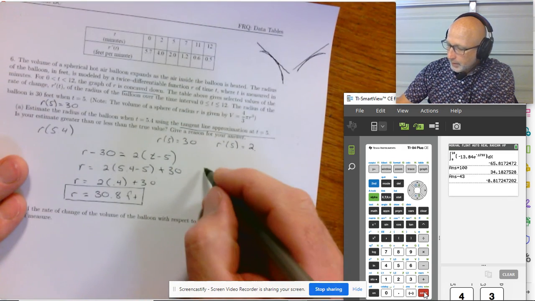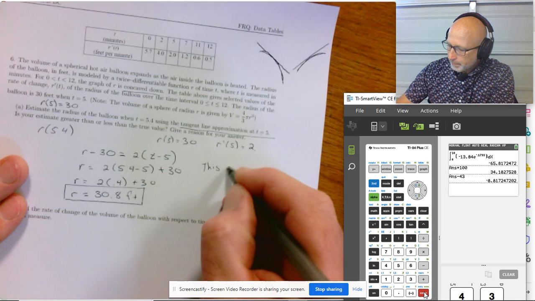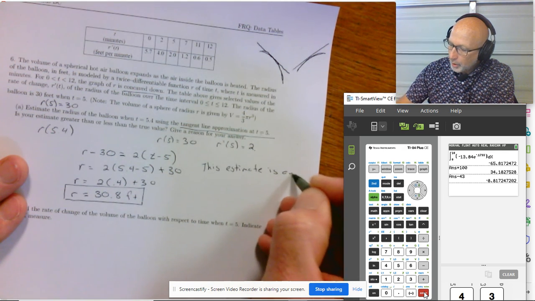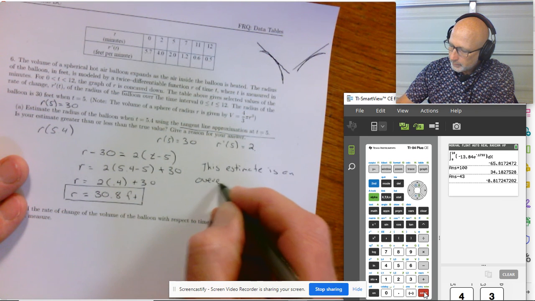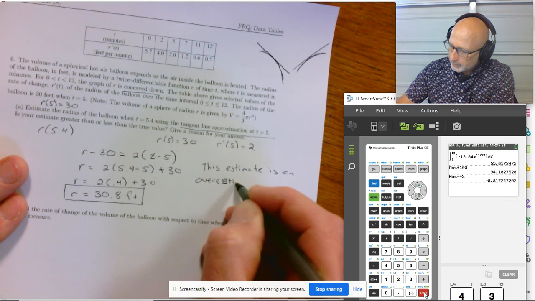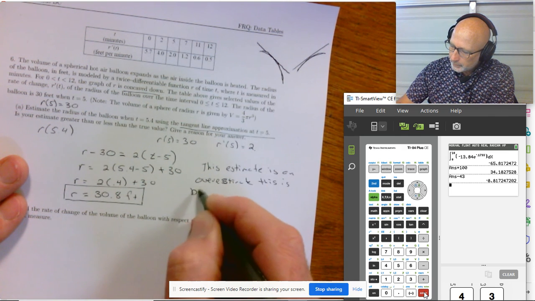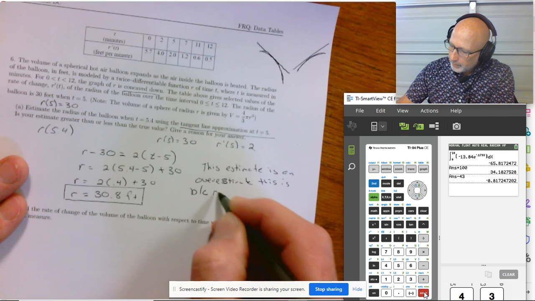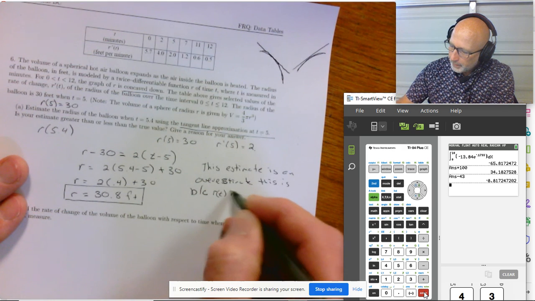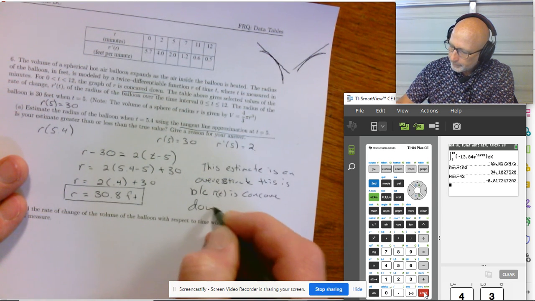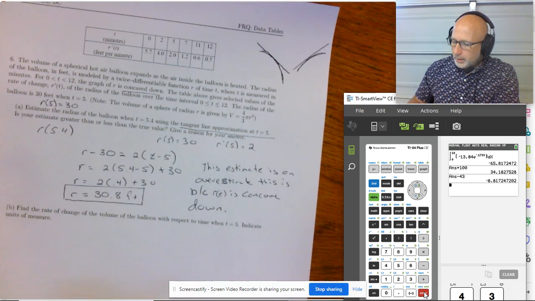So this estimate is an overestimate. This is because r of t is concave down.